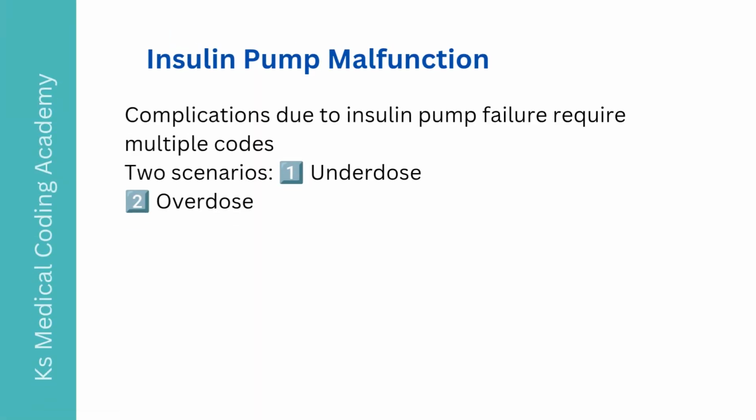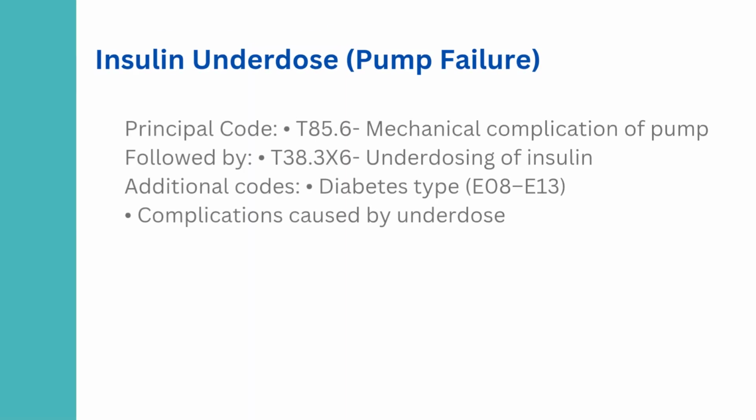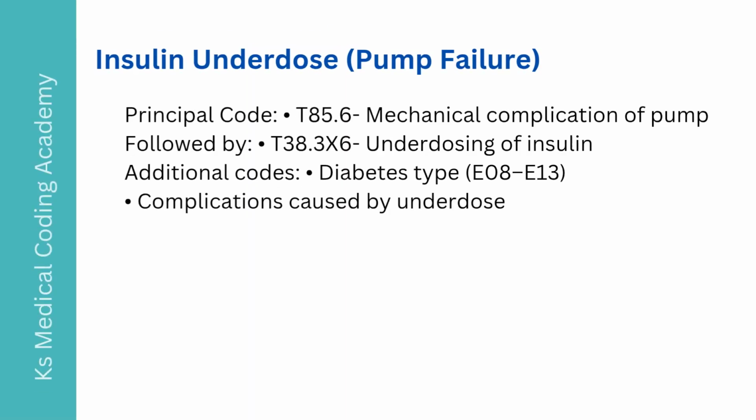Insulin pump malfunction. Insulin pump malfunctions require multiple codes. There are 2 scenarios: underdose and overdose of insulin. Insulin underdose due to pump failure. For underdose, assign T85.6 as the principal code for pump malfunction. Then assign T38.3x6 for underdosing of insulin. Also assign codes for the type of diabetes and any complications.